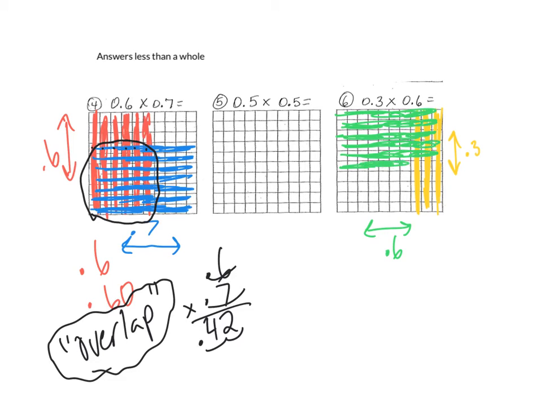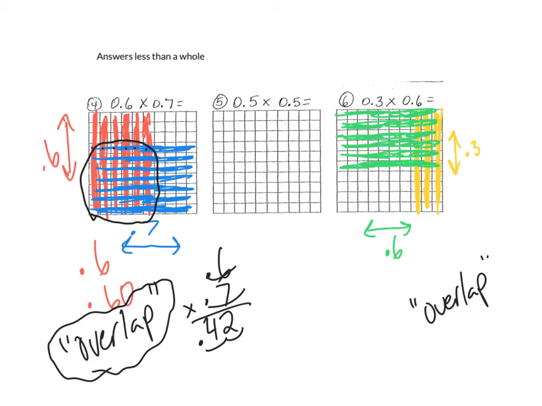Okay. And again, these aren't the prettiest models that I'm giving you here, but I think you get a pretty good idea of what I'm doing. Okay, so now I'm going to go back to that word. So overlap. Where do you see the two colors overlapping?